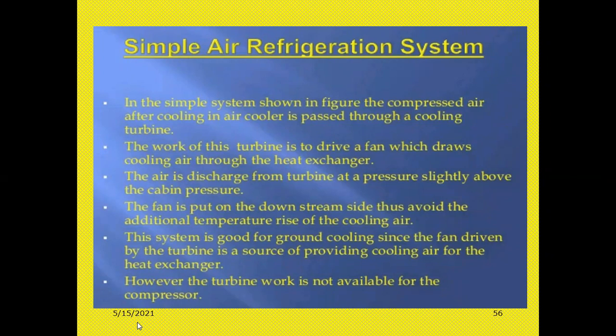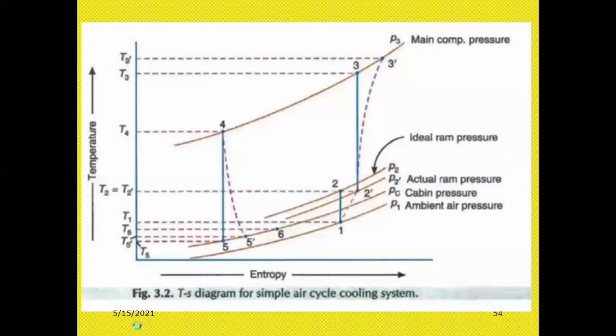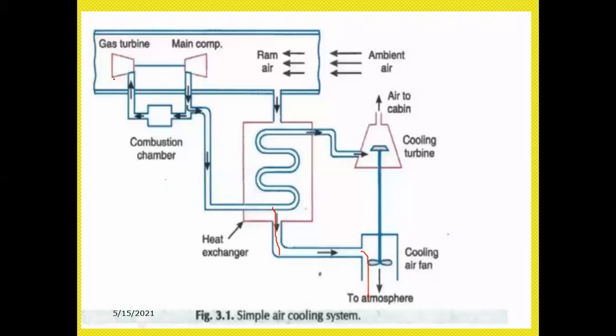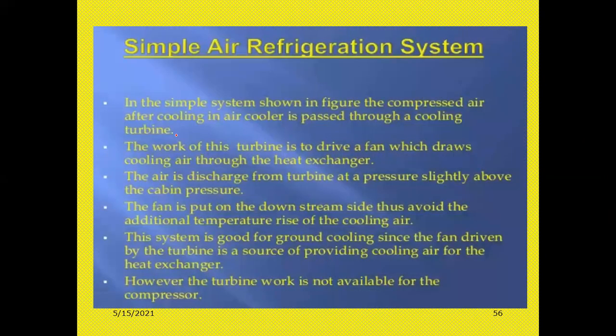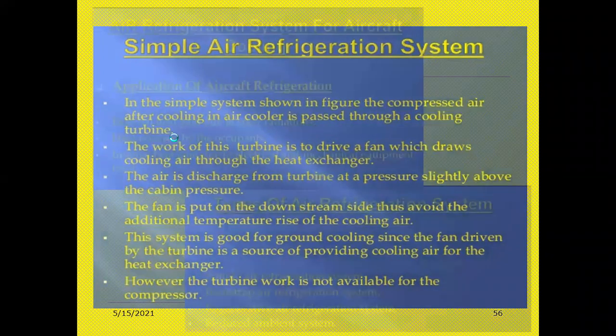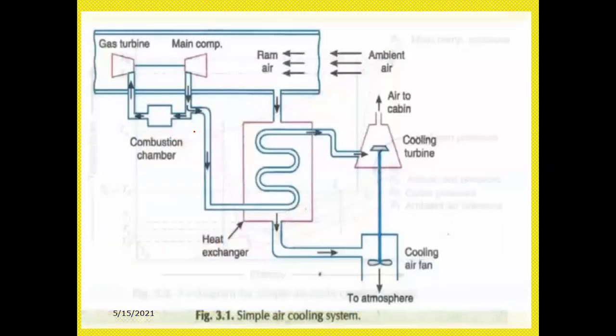So, what the figure shown in the previous, see here, this cooling chamber. Okay, cooling turbine. Next, the work of this turbine is to drive a fan. So what is the main purpose of getting the air cool into the cooling turbine? To drive the fan which draws the cooling air through the heat exchanger, see here. So the air is drawn through the heat exchanger process.